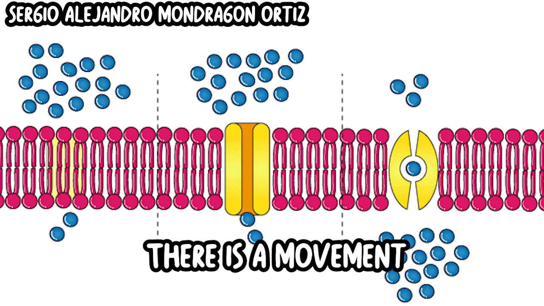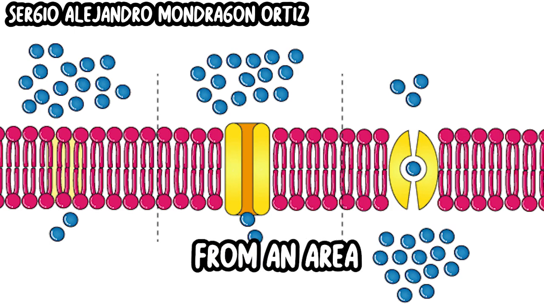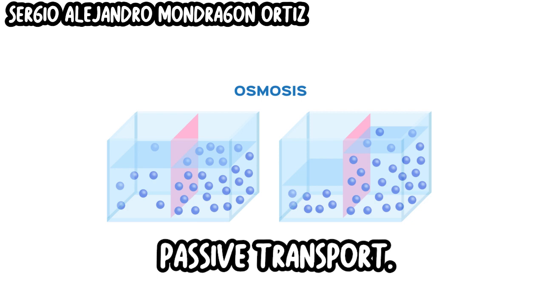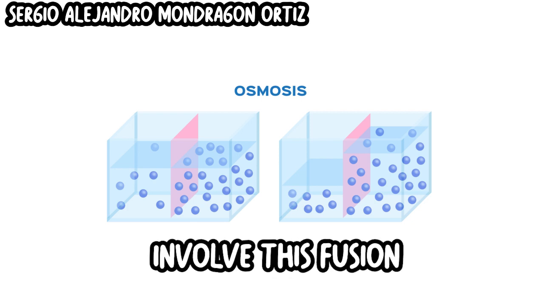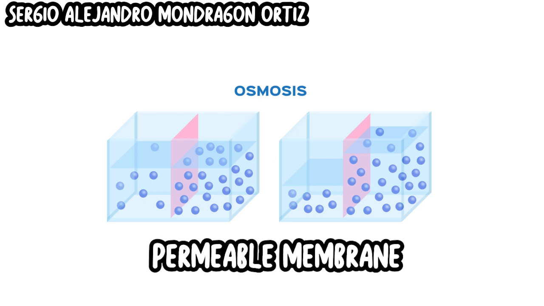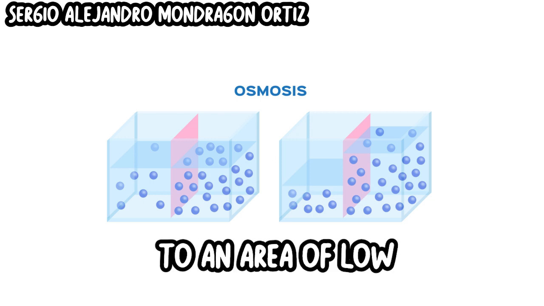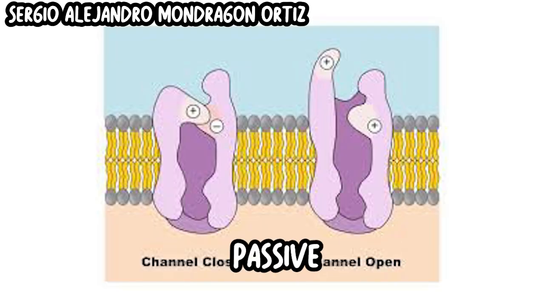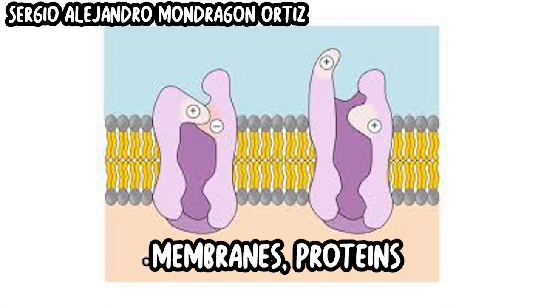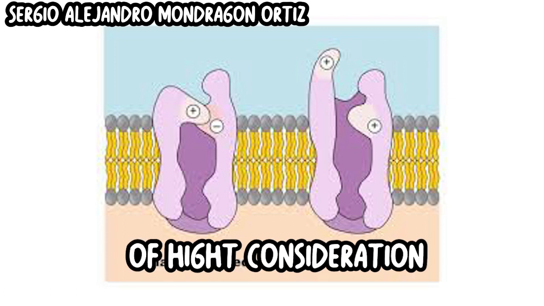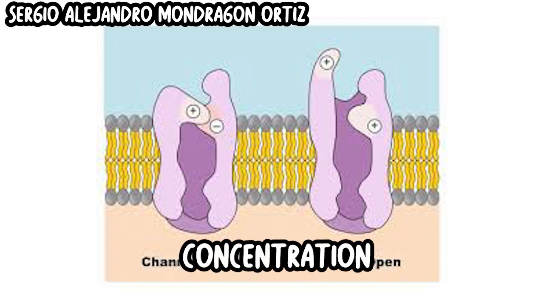Simple diffusion, that is the movement of substances from an area of high concentration to an area of lower concentration without requiring energy. Osmosis, that is a type of passive transport that specifically involves the diffusion of water molecules across a selectively permeable membrane, from an area of high concentration to an area of low concentration. Facilitated diffusion, a form of passive transport that uses transmembrane proteins to transport substances across the cell membrane, from an area of high concentration to an area of low concentration.